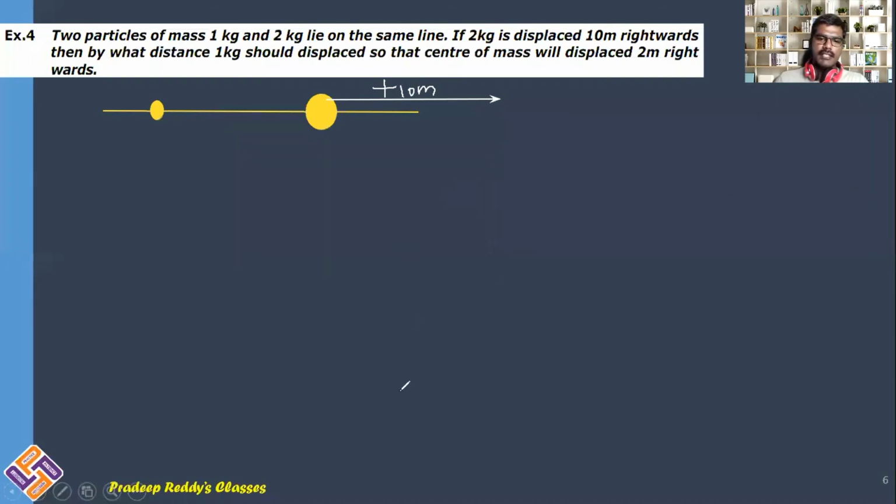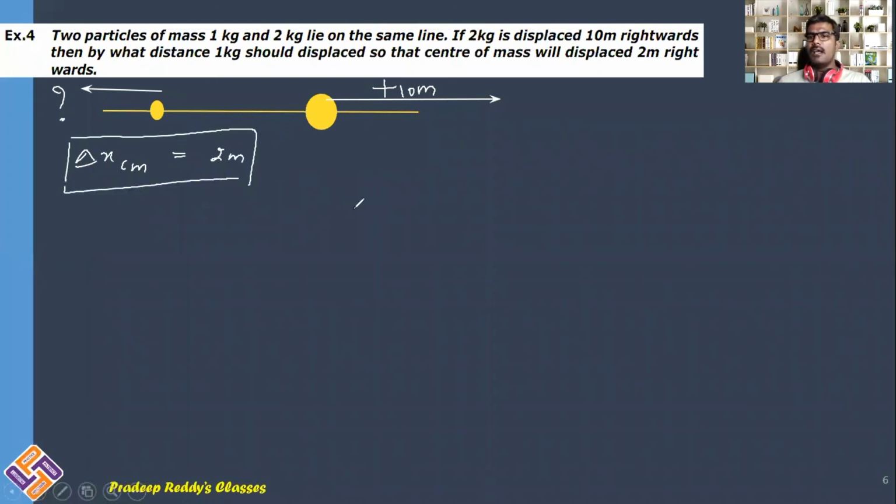Then what distance should 1 kg move? So this distance, what distance should 1 kg move so that center of mass will be displaced by 2 meter? So delta xcm is equal to 2 meter. In order to get displacement of the center of mass as 2 meter, you should find out position displacement of the 1 kg mass. This is the problem.